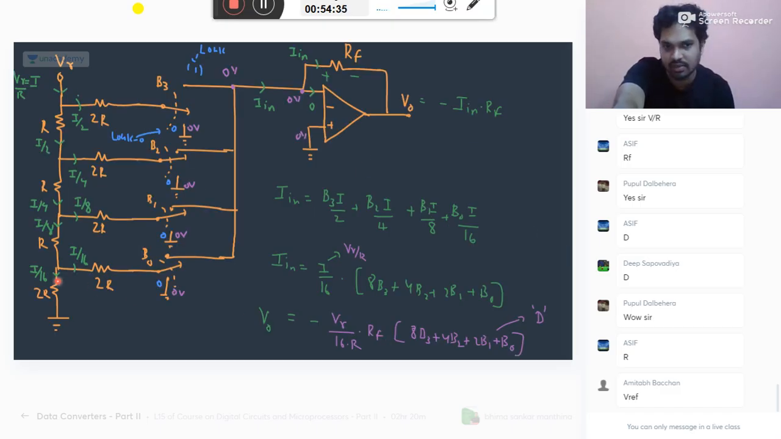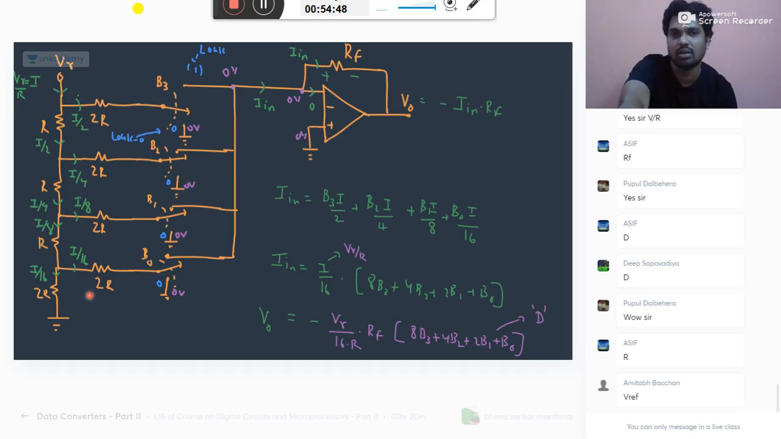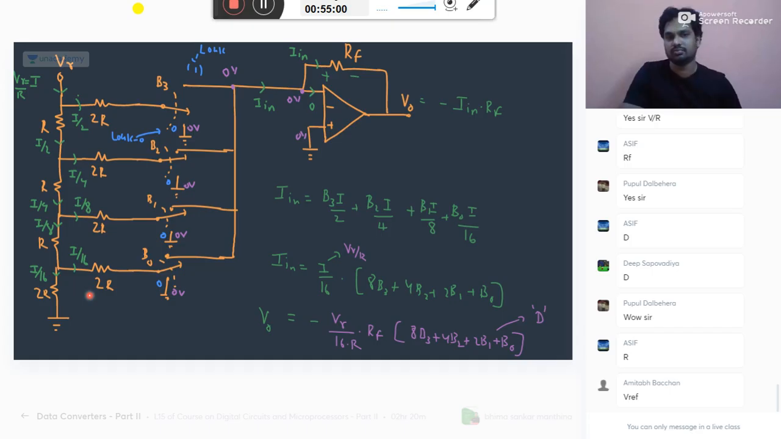The number of bits is decided by these resistors, and the resolution will be calculated. The maximum full scale output, everything is decided by this V reference, which is in the hands of RF, R and this VR. Is it clear? So here there is no voltage switching. We are able to make this V0 equal to resolution into decimal equivalent. Okay, fine. Shall we move further?